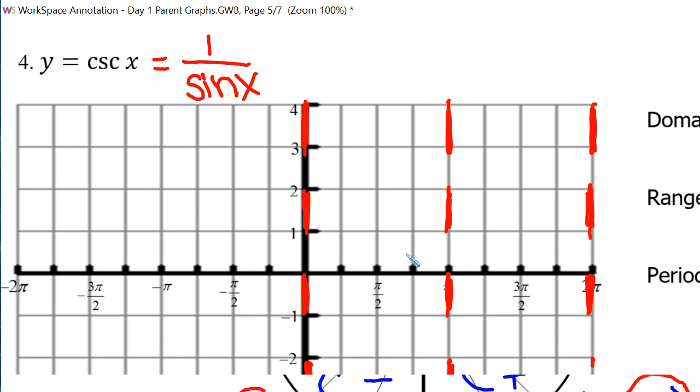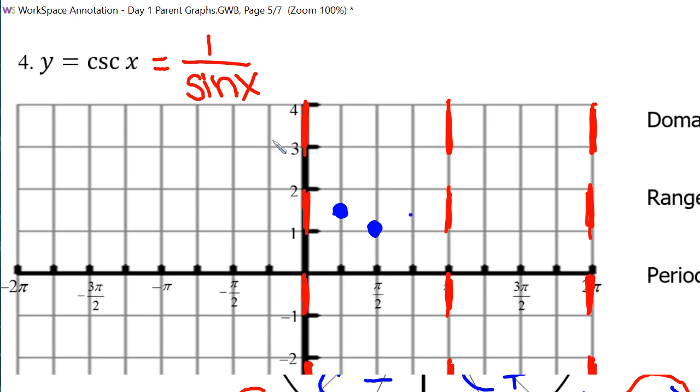Okay, now using those values we just got. For pi over 4, what was the cosecant for pi over 4? 1.4. What was the cosecant for pi over 2? 1. What's the cosecant for 3 pi over 4? 1.4.